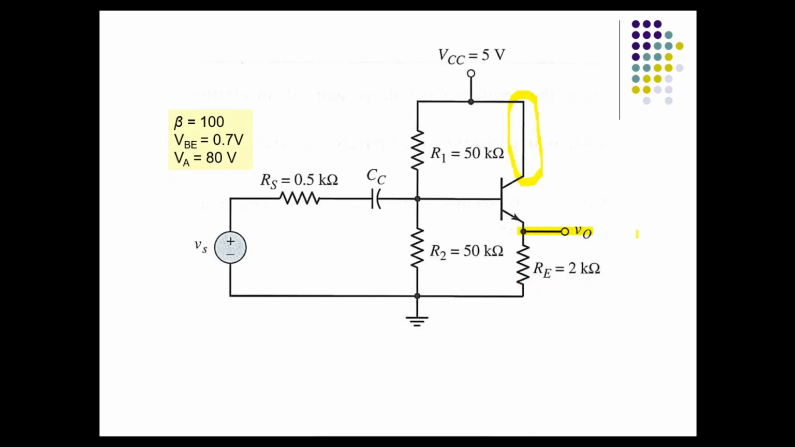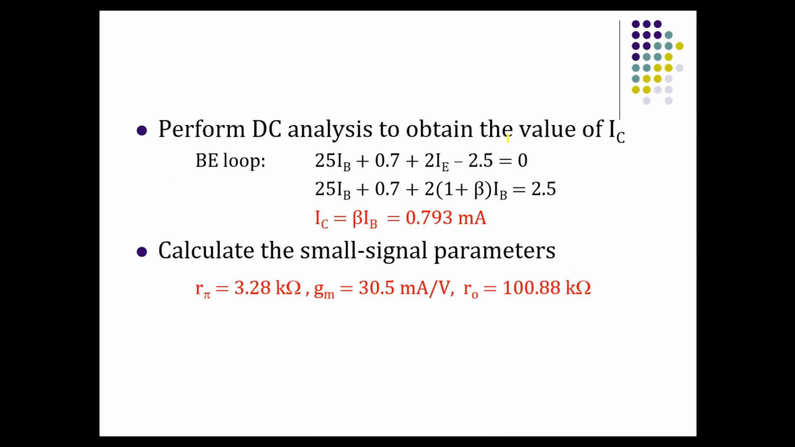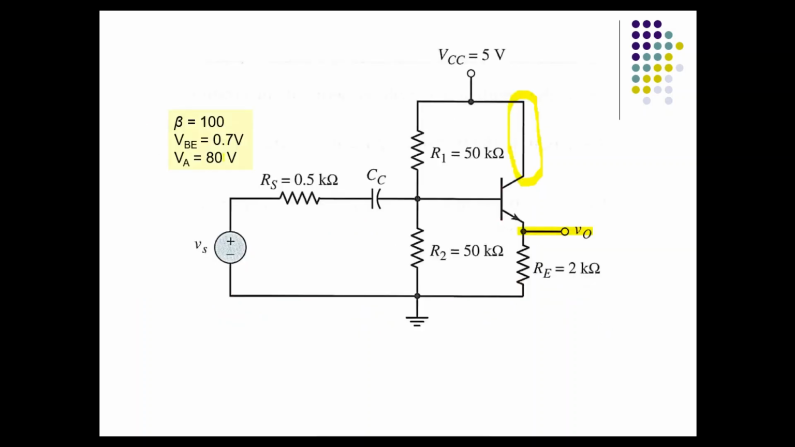Firstly, in order to calculate the AC parameters, you need to calculate the DC collector current. So you are going to do the DC analysis in the BE loop, just get the IC current. And then you calculate R pi, GM, and there is this small r naught, because VA is given. VA is given as 80 volt.